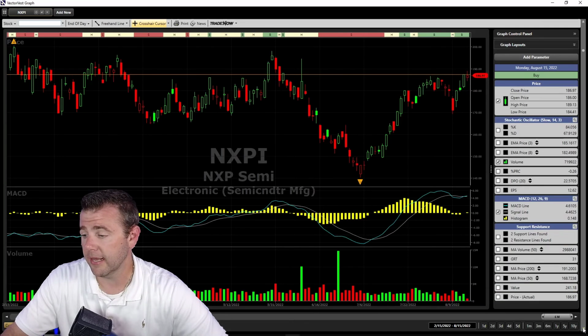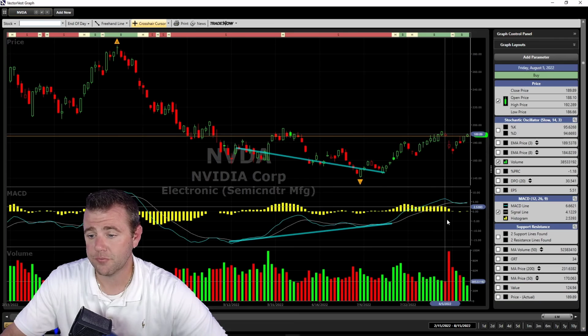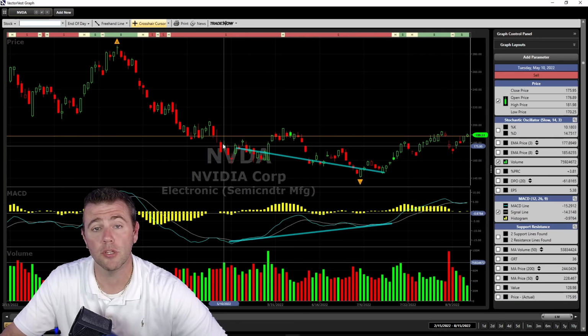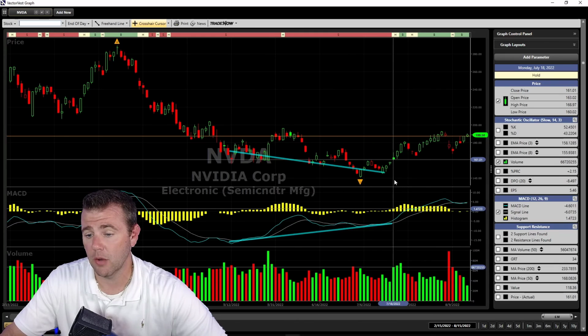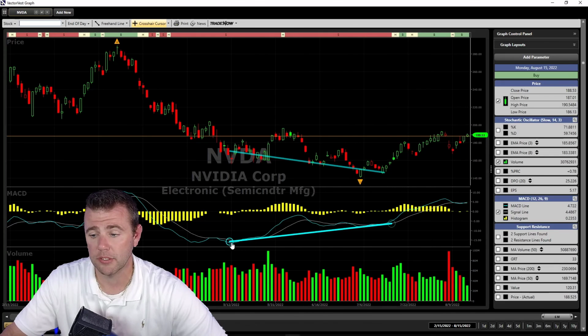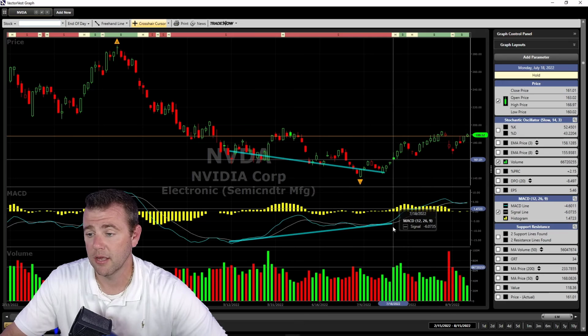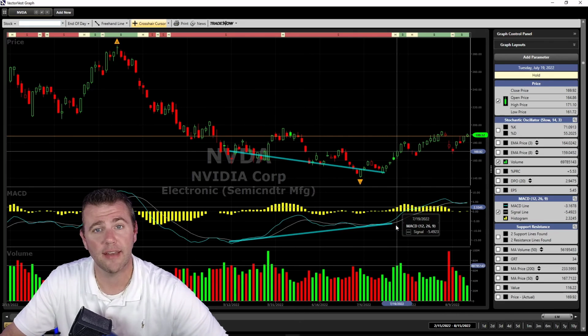And then looking at the next one, NVIDIA, another bullish divergence. You can see price was steadily moving lower, but look at what the MACD was doing. The MACD was steadily rising. Now, after you watch this, go back and look at a lot of the tech stocks, and you'll notice a very similar pattern occurring on a vast majority of them.